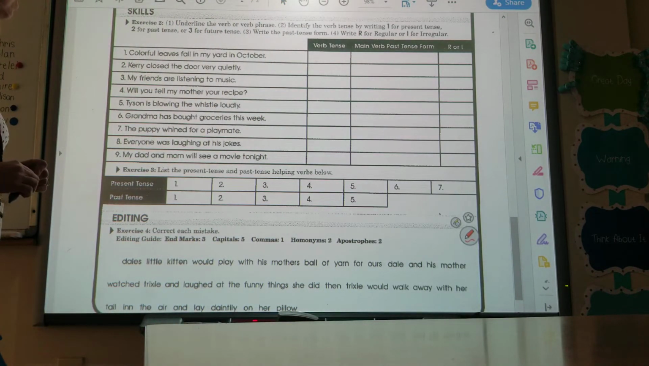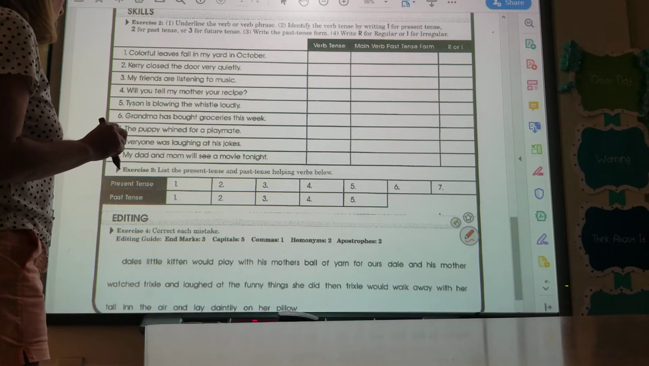Okay, so in exercise 2, underline the verb or verb phrase. Identify the verb phrase by tense by writing 1 for present, 2 for past, or 3 for future, and then write the past tense form. Write R for regular or I for irregular. So lots of things to do here.